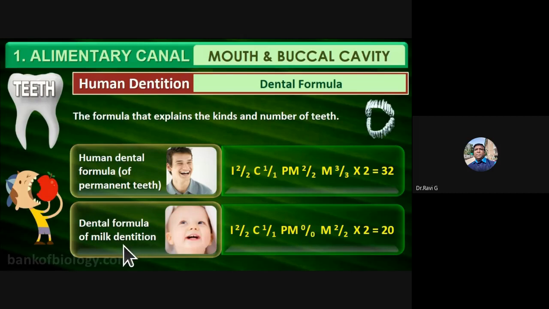Then the dental formula of milk dentition, the milk set of teeth. Incisors 2 bar 2, canine 1 bar 1, premolar 0, molar 2 bar 2. You can remember it as 2102 on the right side of the jaw as well. So totally they have 10, and since we have two jaws, 10 into 2 is 20 teeth. That is how we calculate the dental formula, the formula that explains the kind and number of teeth.